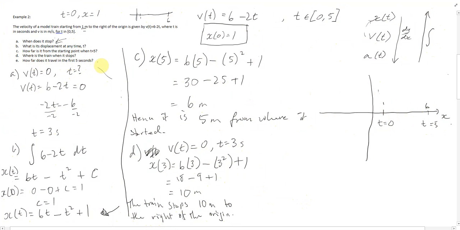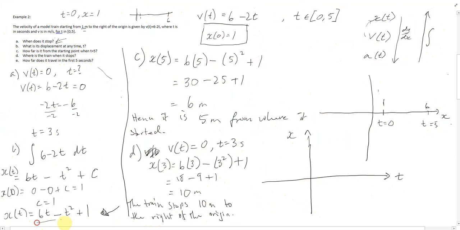This is an interesting question because it's not talking about displacement anymore, it's talking about distance. So, how far does it travel? Well, here you can see that it starts at 1, and after 5 seconds it's at 6. So it looks like maybe our answer would be 5, but it's actually not, because it travels further than that and then comes back. So let's actually plot a graph of our displacement versus time.